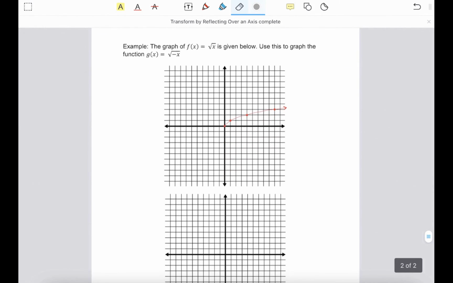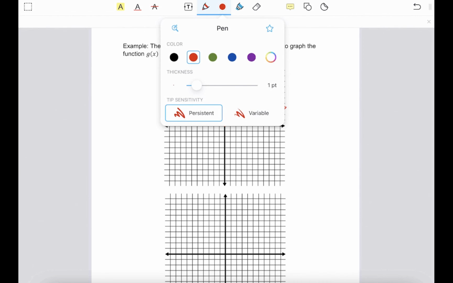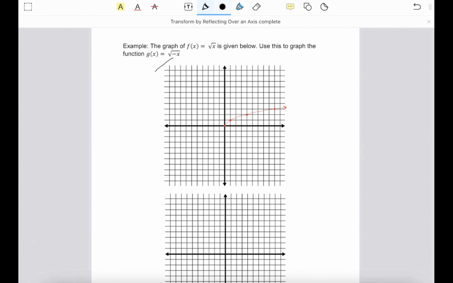Okay, this second one, it says f of x equals the square root of x is given below. Use this to graph a reflection of this graph. Now that this negative is inside of the function, this is a reflection over the y-axis. So our y-axis is the vertical axis. We're taking all of these points, we're going to reflect them to the other side of the y-axis. We'll do this point by point.